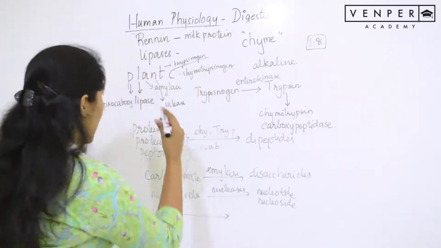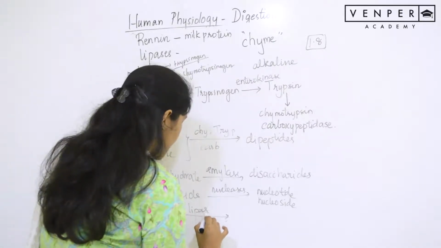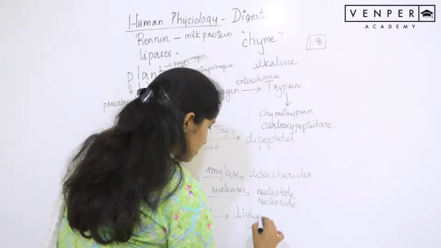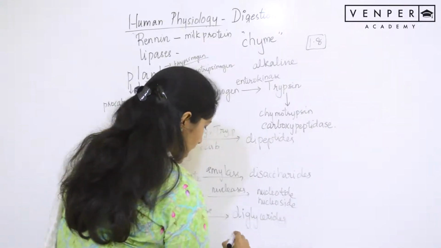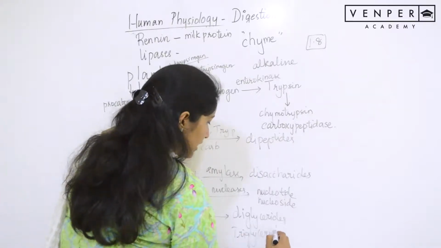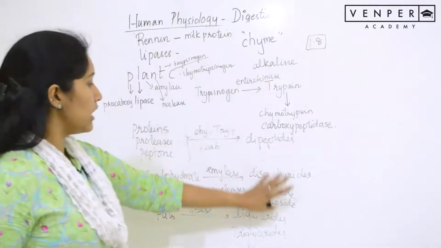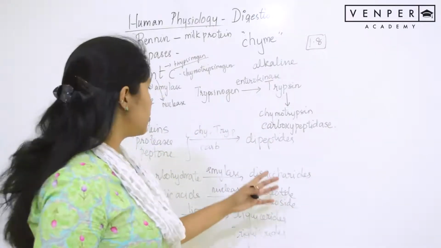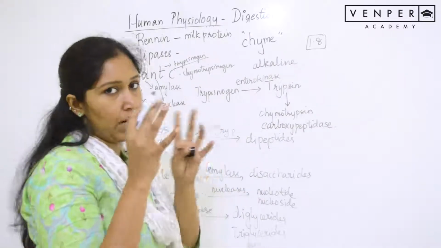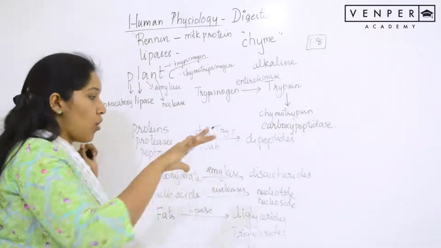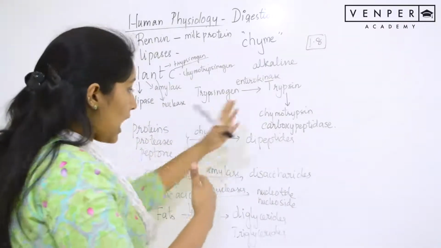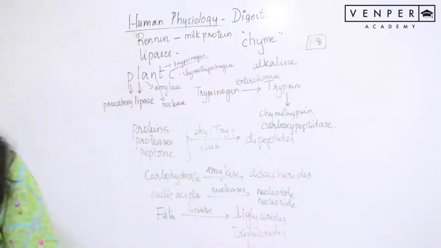So fats are acted upon by lipase and it gives rise to diglycerides and triglycerides. So these are the digestive products that you get at the end of digestion that takes place in the duodenal part, the initial part. Then it moves on to the ileum and the jejunum, where the last step of the digestion takes place.